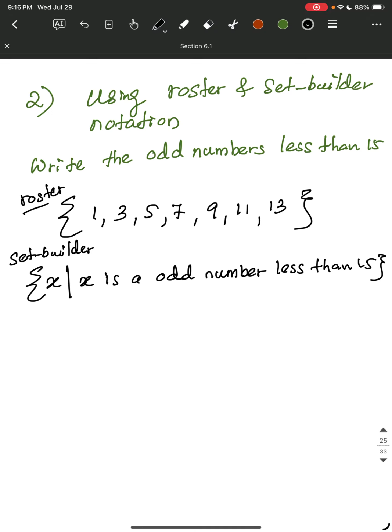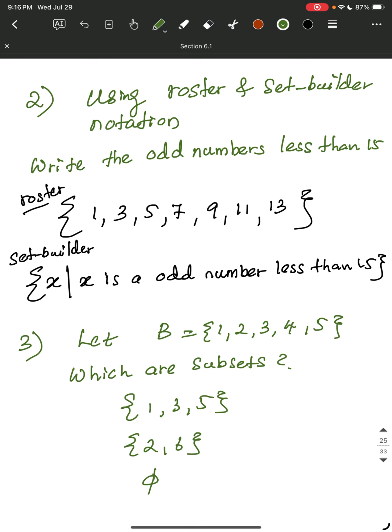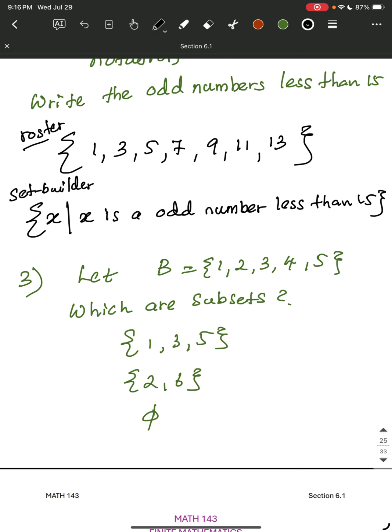Okay. Practice problem number 3. Let the set B be given. Which are subsets? First one 1, 3, 5, second one 2, 6, third one empty. Okay, pause the video. The empty set is a subset of every set, because the empty set is considered a subset of every set, because we can say that the empty set, this one, is a subset of every set.